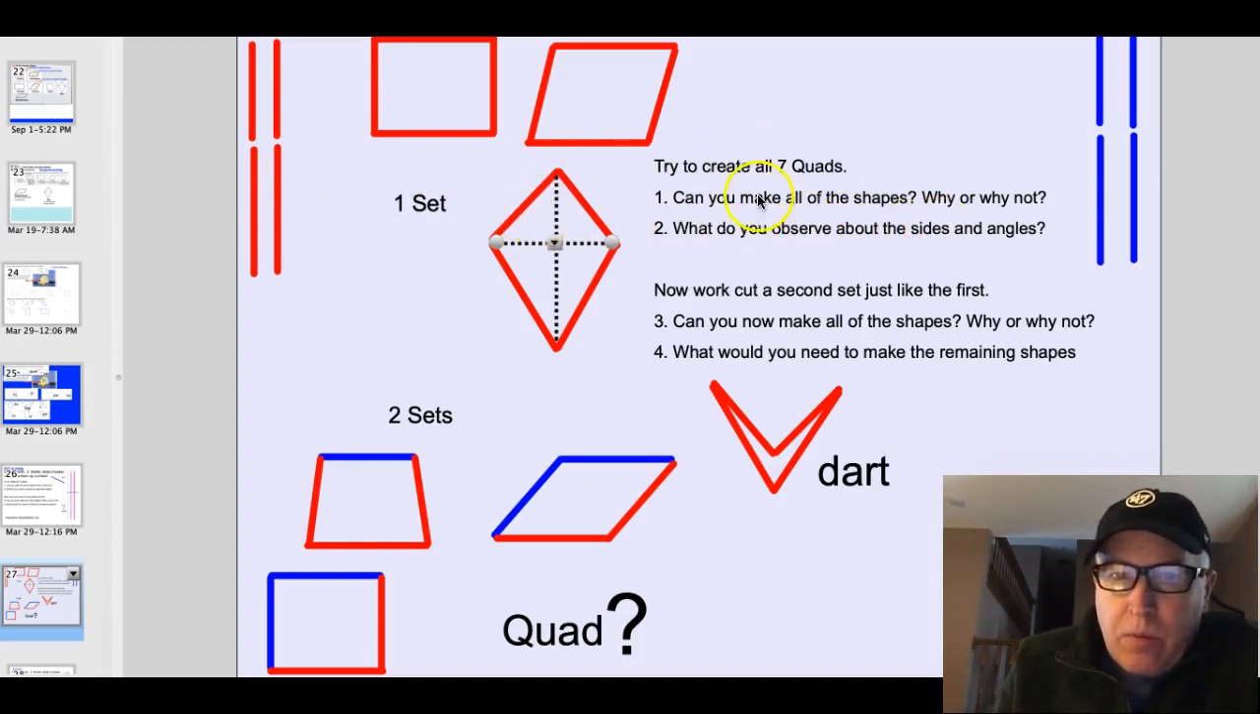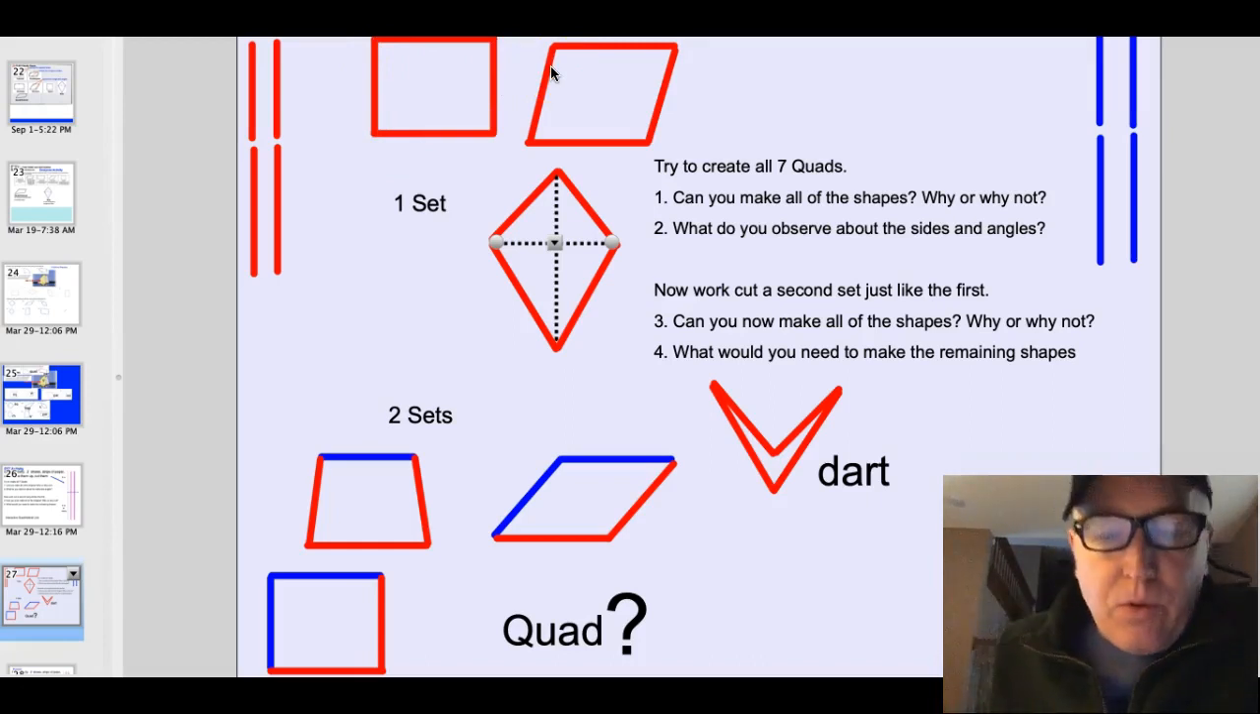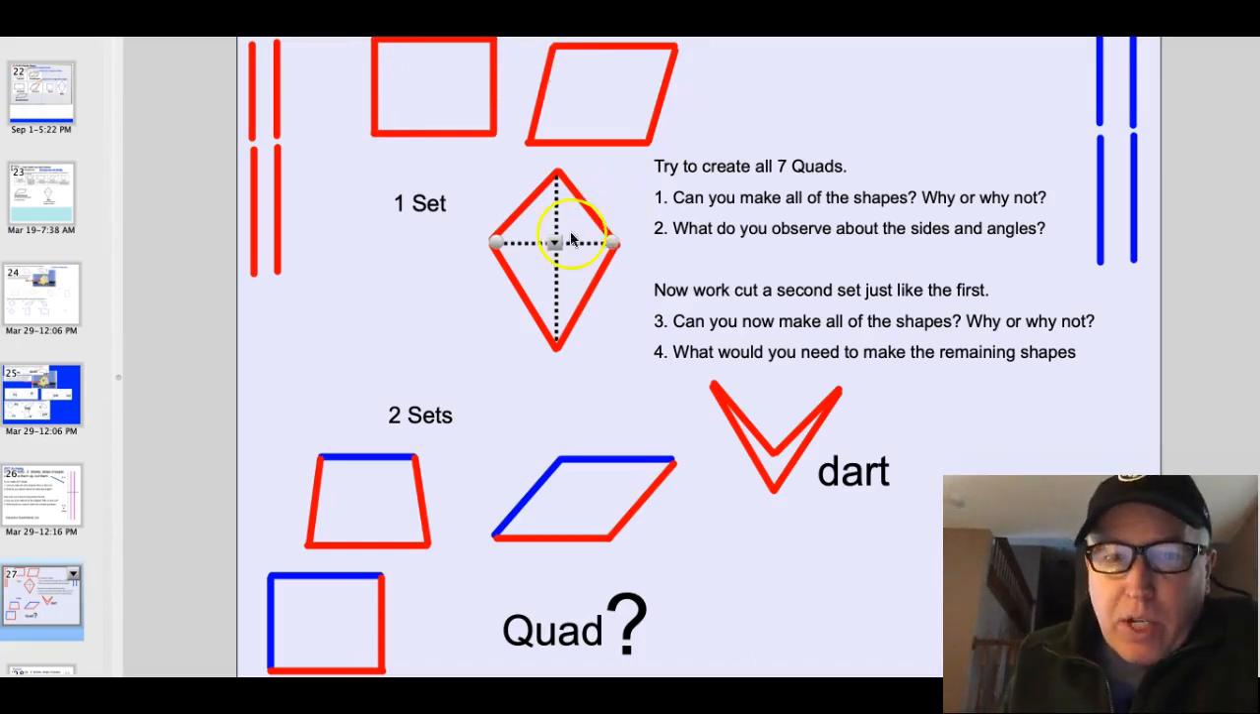What do you observe about the sides and the angles? Well, with the parallelogram, the opposite sides here are going to be congruent and parallel. The opposite angles are all going to be equal. They all add up to be 360 degrees. There's an observation you can make about any quadrilateral.